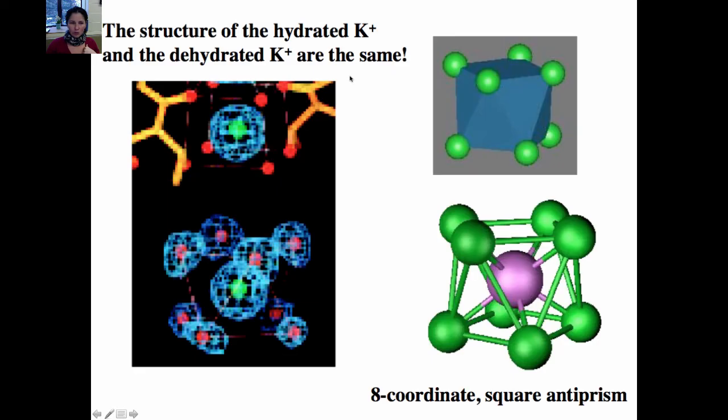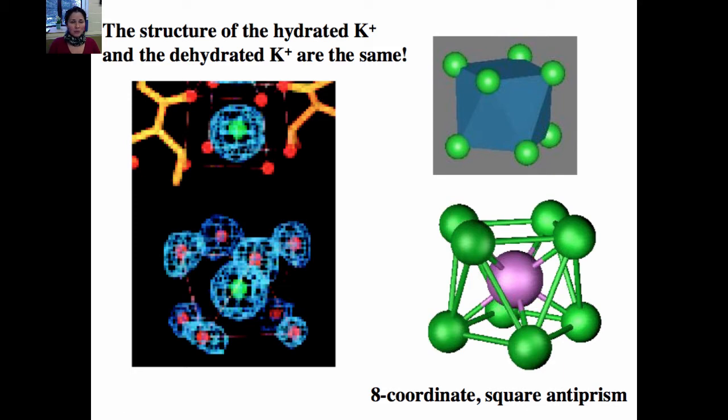So let's take one more look at this a little bit closer, and I've just put some other structures here to show you what a square antiprism looks like. So the square antiprism environment that a potassium ion has in bulk solution in an aqueous environment is the same as the square antiprism that's found in the potassium ion channel selectivity filter. It's an 8-coordinate square antiprism.